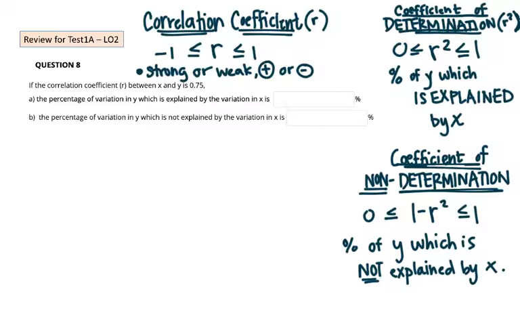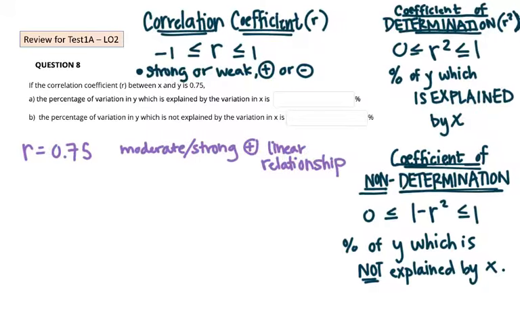It says the correlation coefficient r is 0.75. So this means there is a strong, maybe moderate or strong, positive linear relationship between x and y. So now, when it asks in part A for the percent of variation which is explained, they are asking about the coefficient of determination, r squared. And remember, normally when you have an ugly decimal, it's a good idea to just write your answer squared. In this case, it's pretty, so we can just write 0.75 squared.